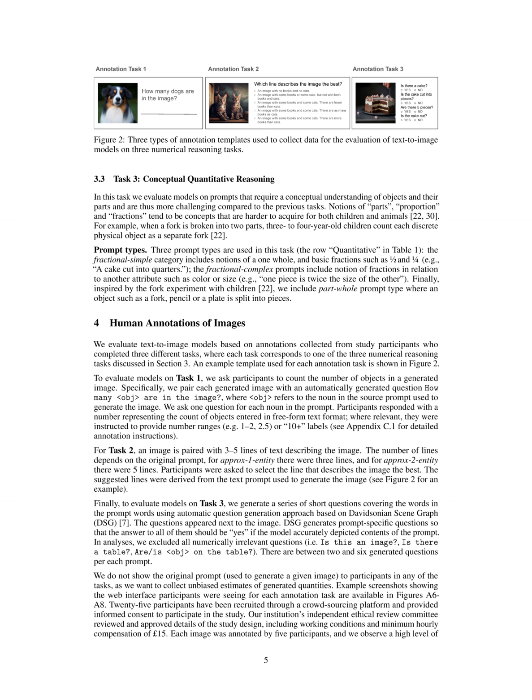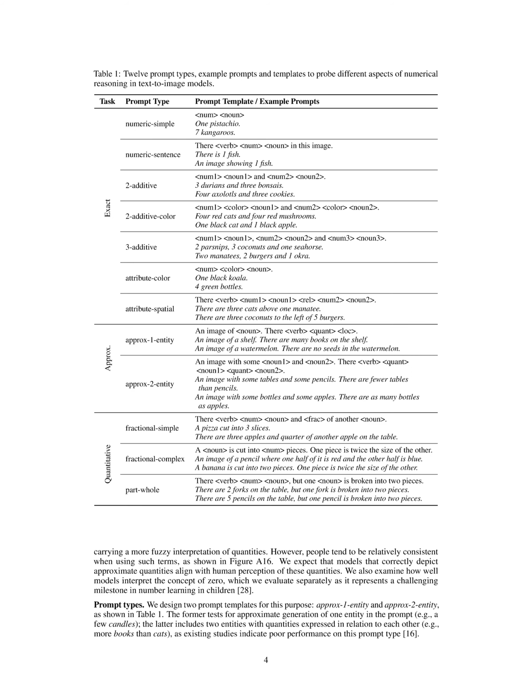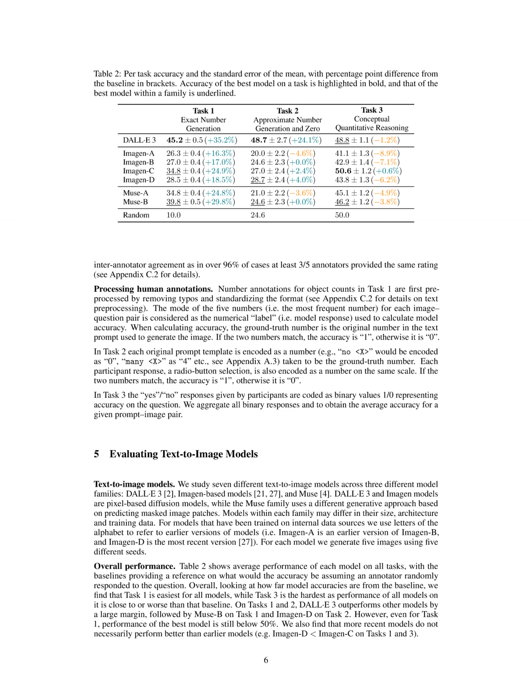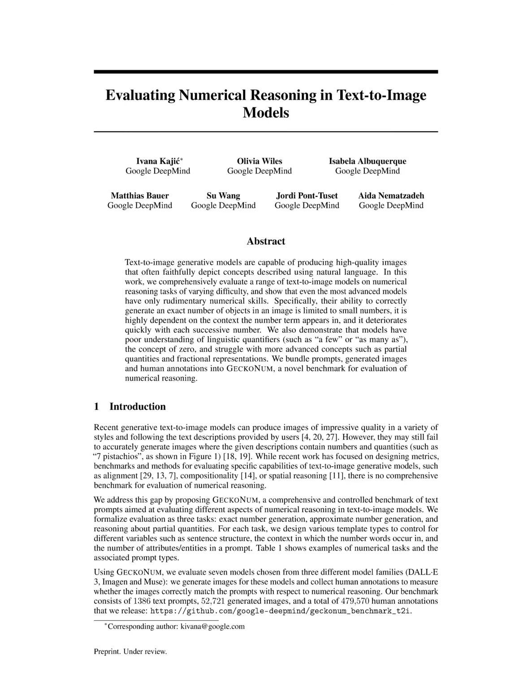GECKONUM also involves human annotations collected from study participants for each task. Participants count objects in images, select descriptions that best match images, and answer questions related to the prompt words. The method then processes these annotations to calculate model accuracy based on the agreement with the ground truth. Overall, GECKONUM systematically evaluates numerical reasoning in text-to-image models by providing a diverse set of prompts, assessing different aspects of numerical cognition, and utilizing human annotations for model evaluation.